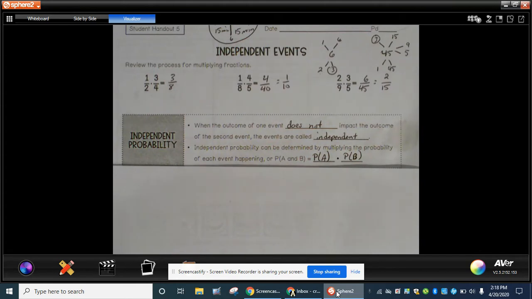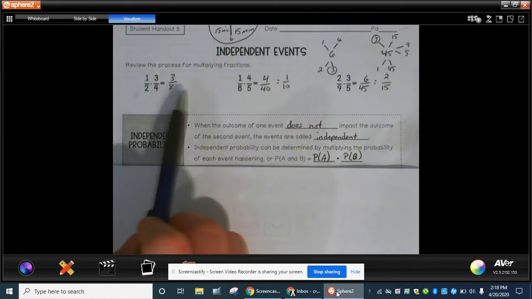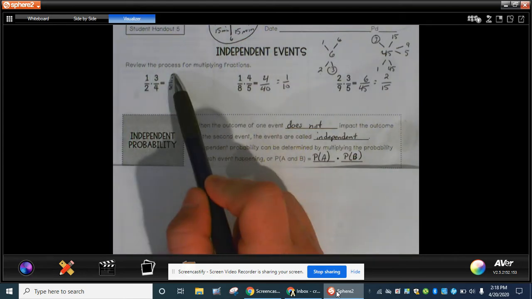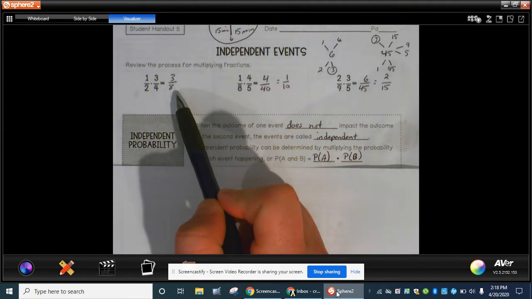So multiplying fractions, we just multiply pretty much across. We do top times top and bottom times bottom. As you can see, I've done this all the way across here. 1 times 3 is 3, 2 times 4 is 8. So that becomes 3/8. You cannot simplify that. That's as far as it goes.